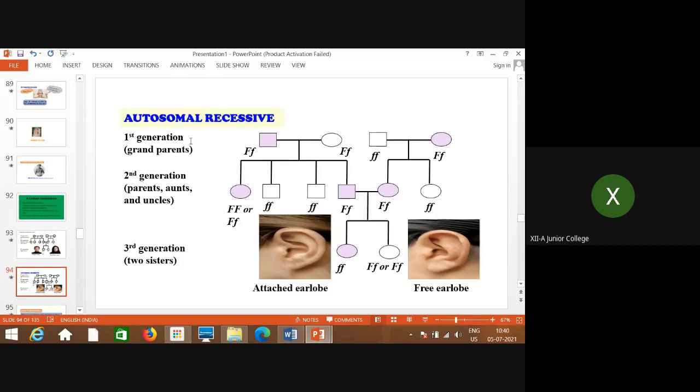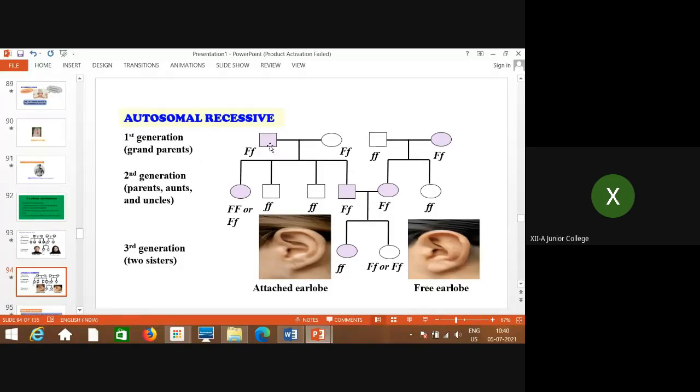Now we discussed in case of widow's peak, when it is homozygous dominant or heterozygous condition, this is expressed. But attached earlobe is expressed only when both the genes are in the homozygous recessive condition. Otherwise, in homozygous dominant and heterozygous condition, the earlobes are free.